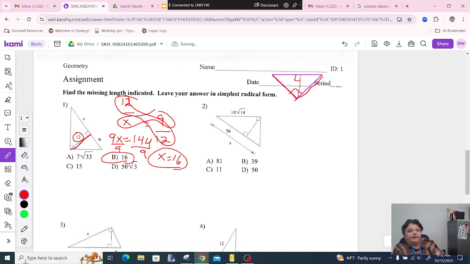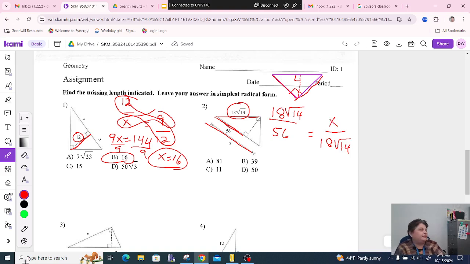Over here, though, the geometric mean is on the outside. And when it's on the outside, you use the part of the hypotenuse that's touching and the whole thing. So this is the geometric mean. You're going to put this two places. You're going to put it up, and then you're going to put it down. And you have your pieces. You have your 56, and you have your x. Did I lose anybody there?